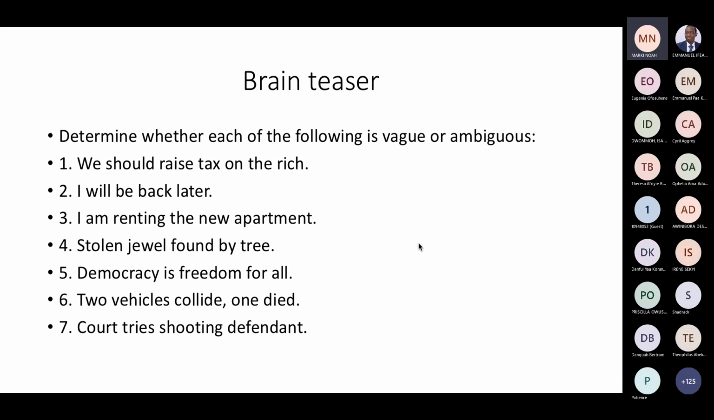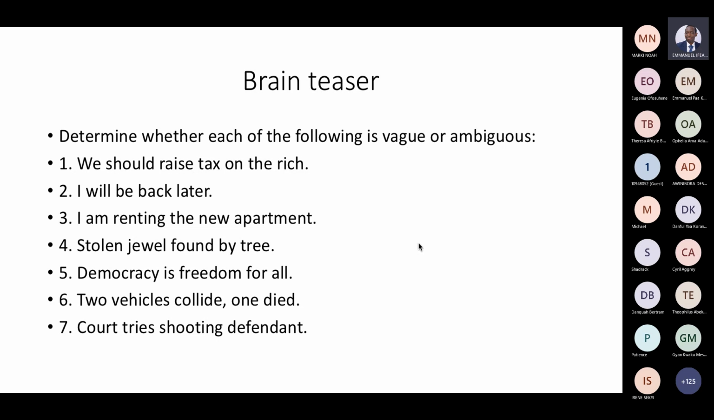The number one is ambiguous. It's ambiguity. Okay, explain why it's ambiguous. Because the word tax here has two different meanings. We don't know whether they are meaning to give them a tax to do, like a work to do, or they should pay tax as in money.